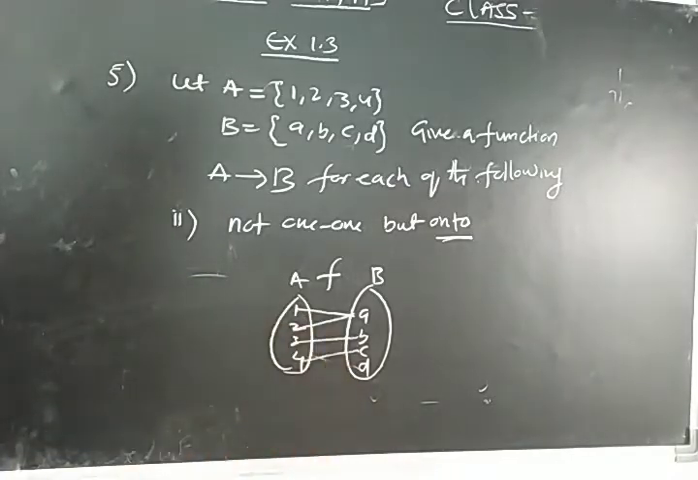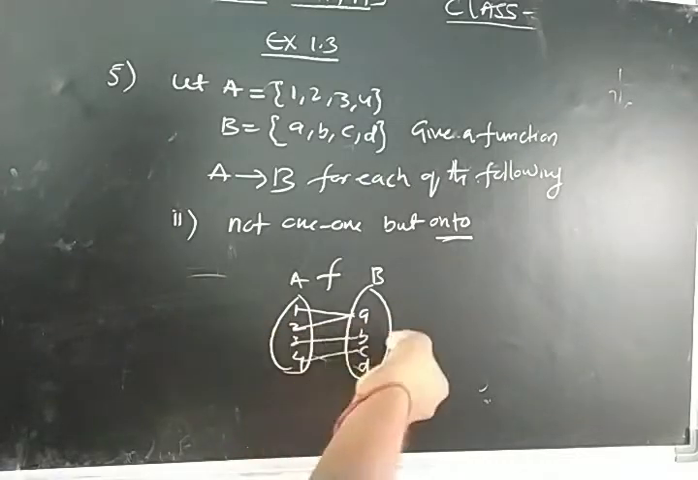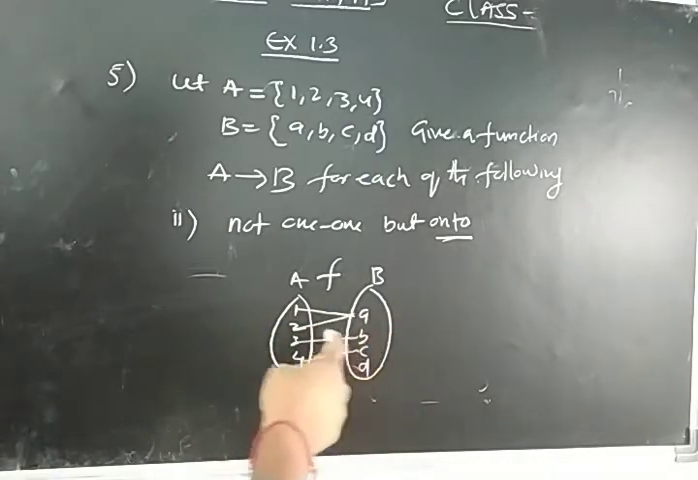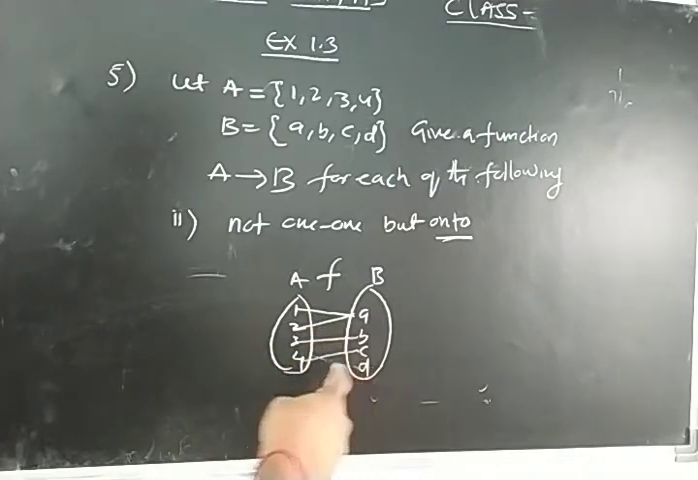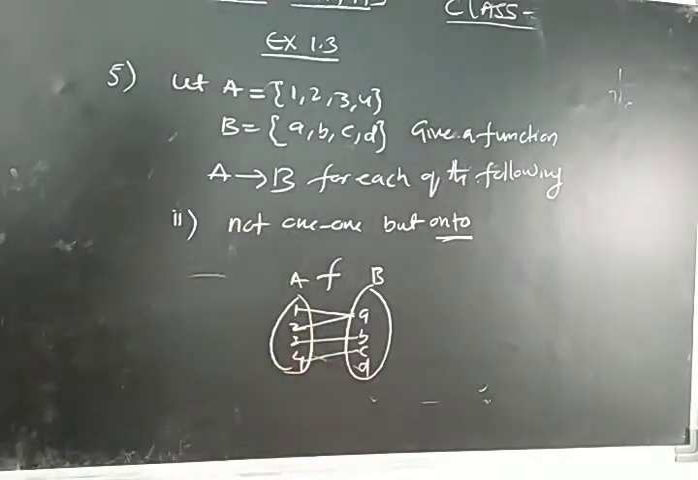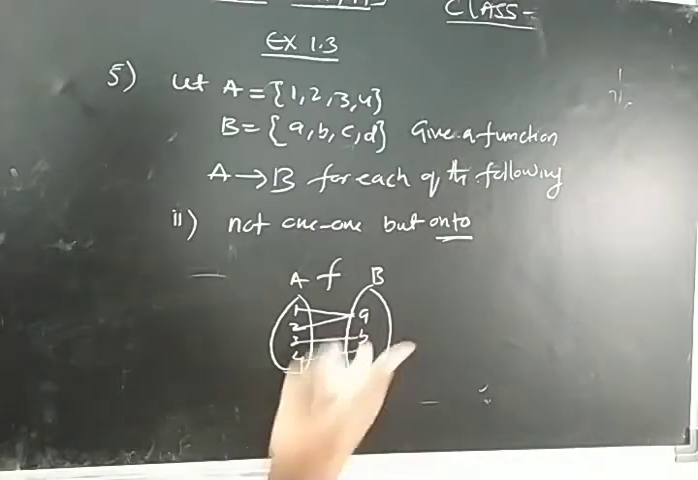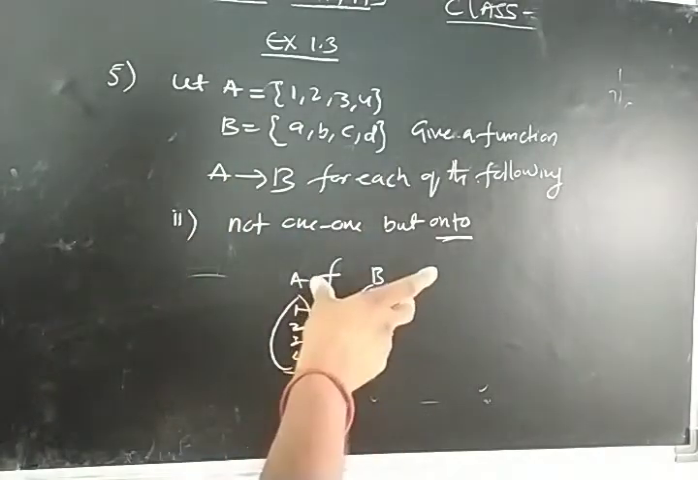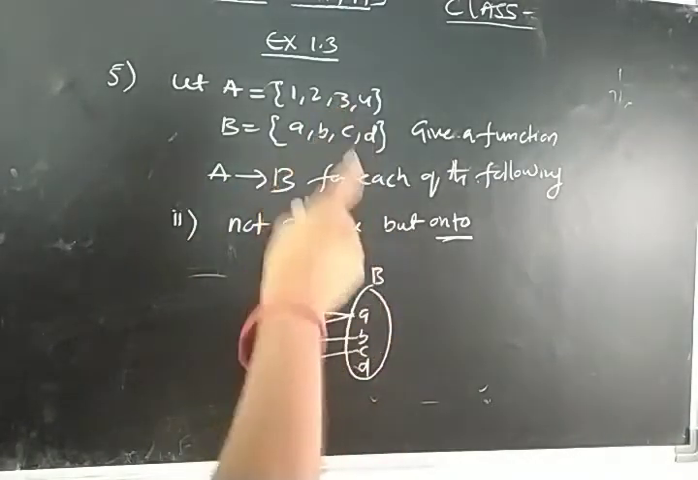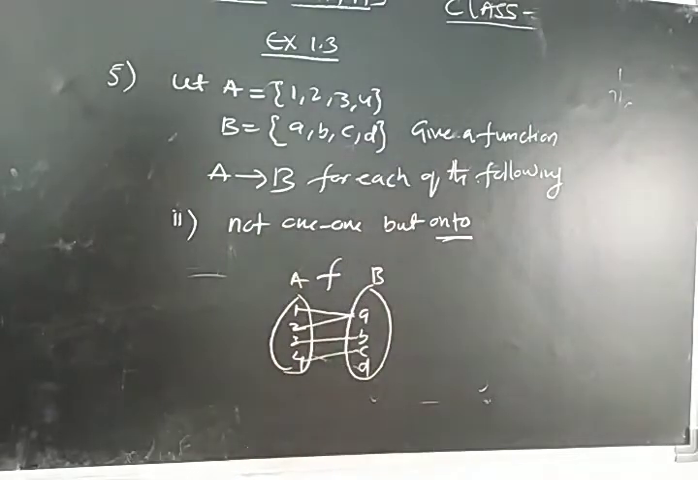Now is it possible by the diagram? Can you get every codomain element as a pre-image? If you take A equal to 1, B related to 2, C related to 3, D related to 4, then it becomes one-one. So is it possible? No. So it is not possible. We cannot construct a function from A to B which is not one-one but onto.